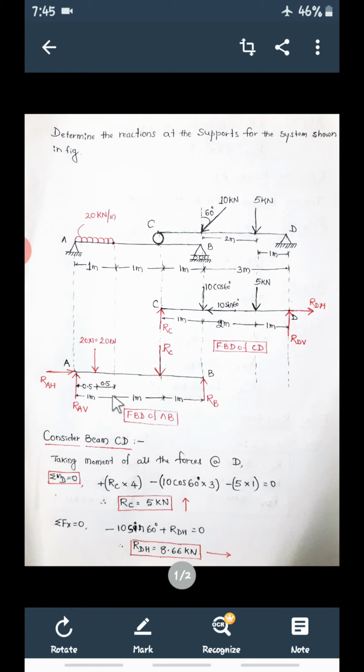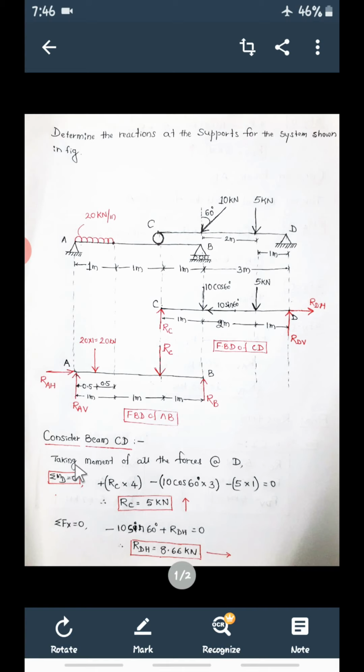So in the beginning I cannot consider AB because there are four unknowns. Instead, I will consider beam CD first. In this case I can find RDH, RDV and RC. When you get RC here, the same RC value you can substitute here. Once you find this RC, how many unknowns are there now? 1, 2, 3 unknowns. So first consider this beam CD, and as usual you can use the three equations. Concentrate only on this beam CD first.